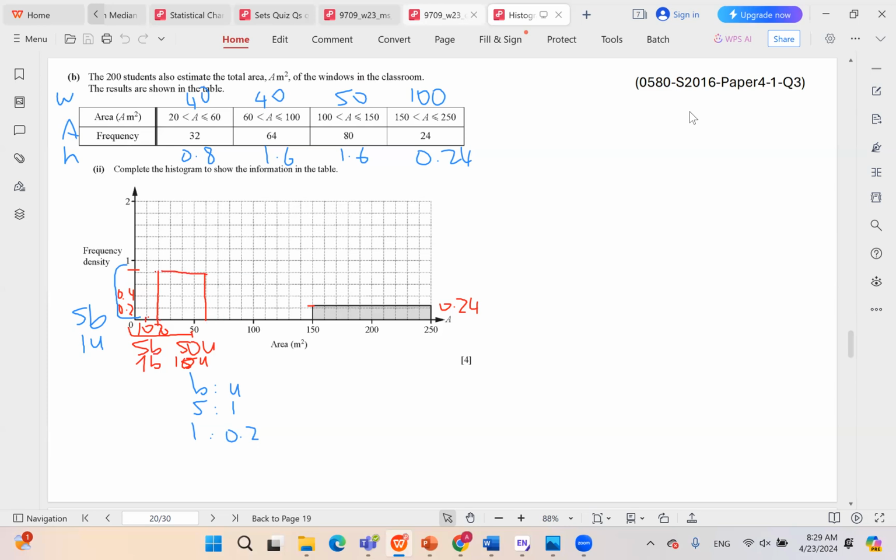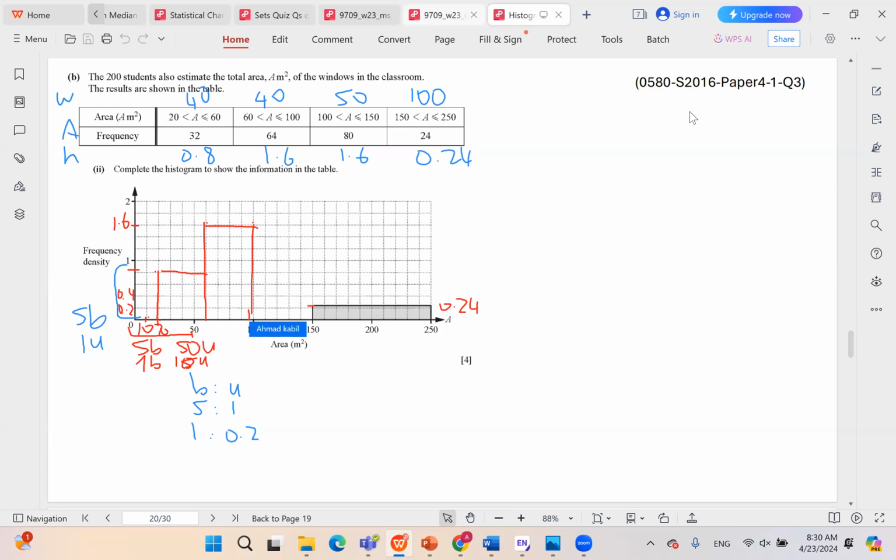And then for the second bar, it goes from 60 to 100 at a height of 1.6. So 1.6 will be right here. And we go up to 1.6 here. And then we end it at 100. So we draw our second bar like this.